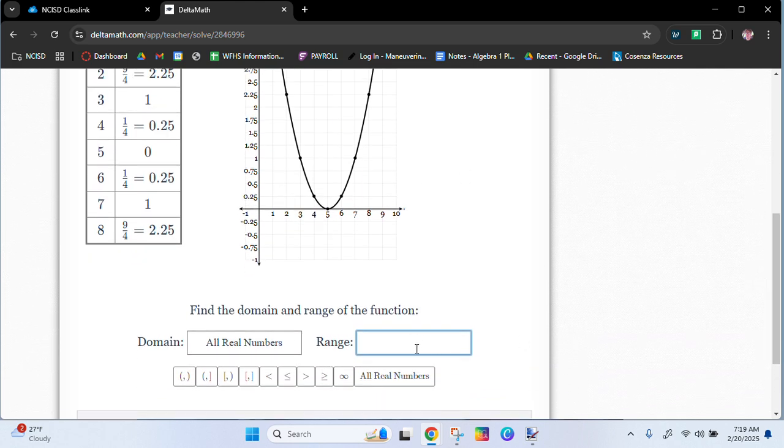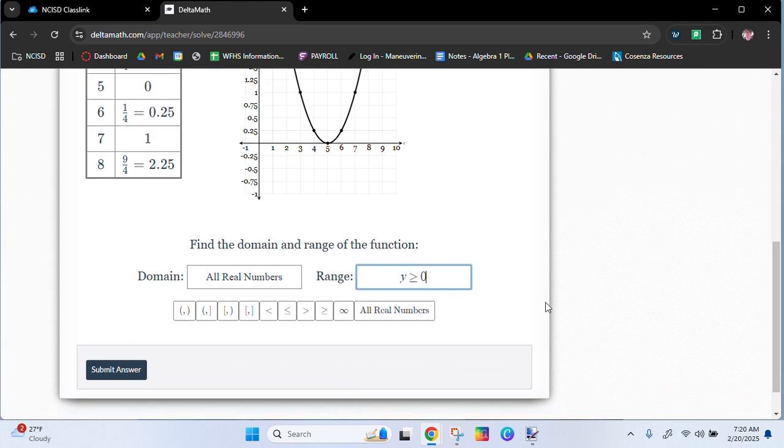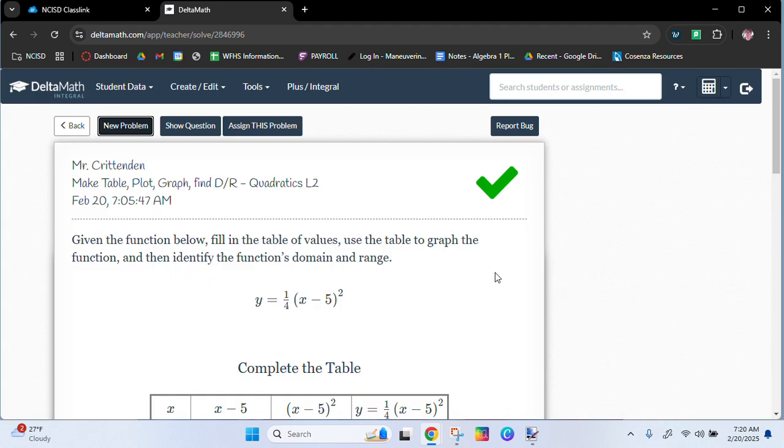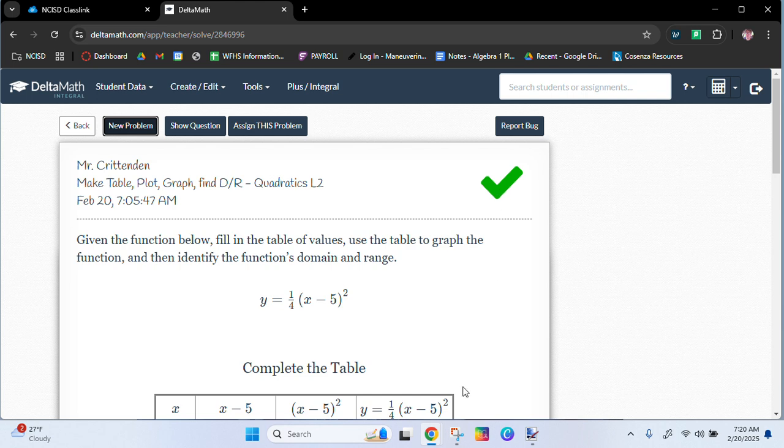So all I have to say is y is greater than or equal to, because it's everything above it, so it's going to be greater than. But it includes that point too, so or equal to. And because that's at 0, we can just say 0. Everything greater than or equal to 0. And then I can try that. We're going to scroll down and we're going to submit that. Yes, this is what I believe our range to be, and we are correct.